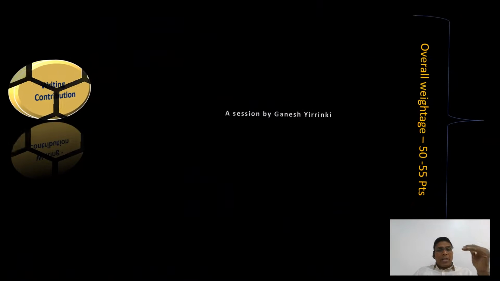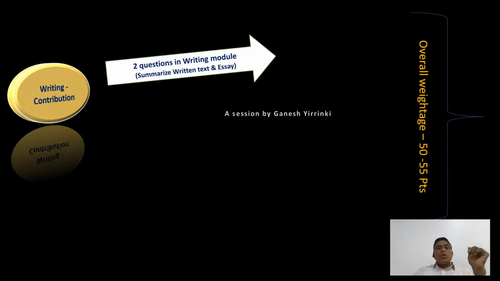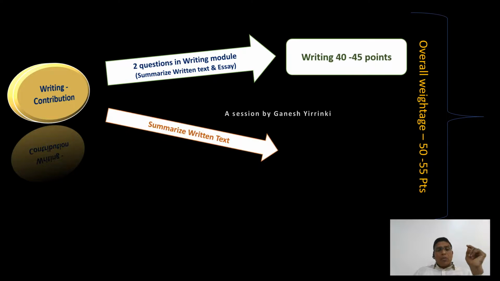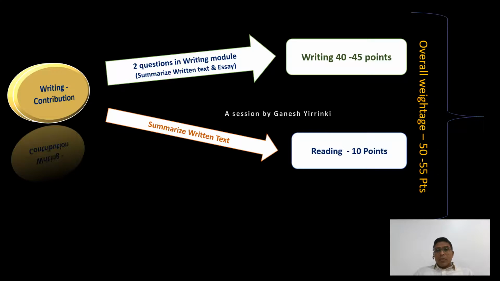And after speaking, let's take a look at the contributions from writing to other modules. From the writing module, we know that there are two questions, and these two questions can get you around 40 to 45 points to your writing score. And from the writing module, we have a question called summarize written text, and this can get you around 10 points to your reading score. But the overall impact of the writing module is only around 50 plus points. Your writing score can reach 90 only when you get contribution from listening and, of course, a little from the reading module.